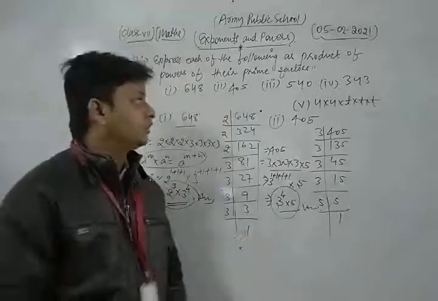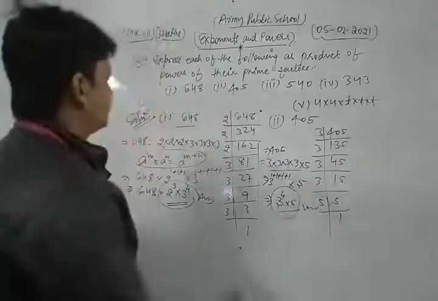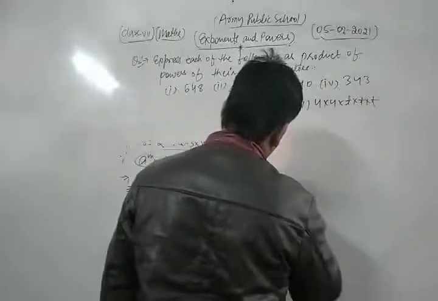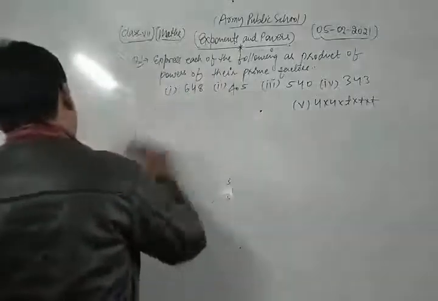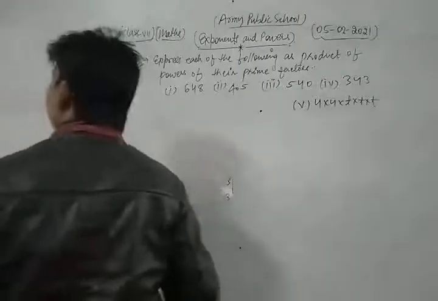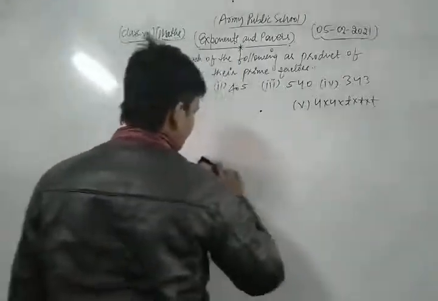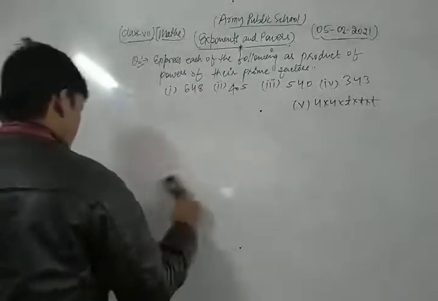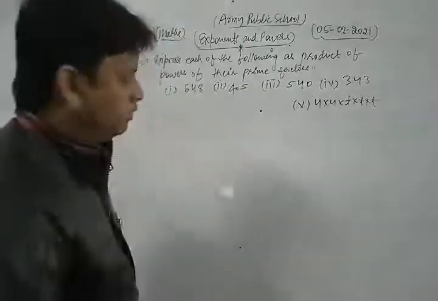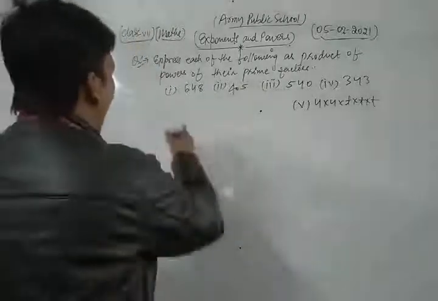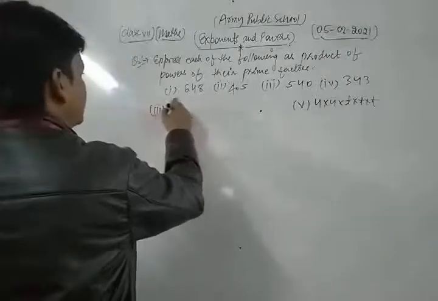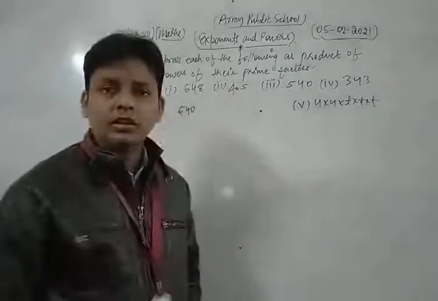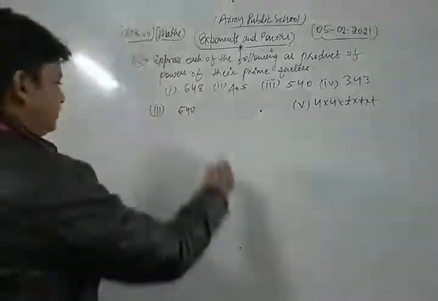Now similarly we take and solve the other part of this question. Let's see. Now we take and solve the third part of this question, which is what? 540. Again, in that question, we do their prime factorization. Okay, let's see.